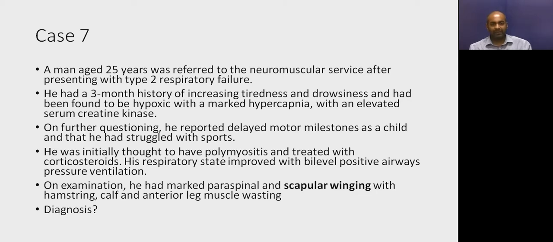So he presented with type 2 failure and his respiratory state improved with BiPAP. On examination, he had marked paraspinal and scapular winging, with hamstring, calf, and anterior leg wasting. So what is the diagnosis? This is a patient with Pompe's disease.